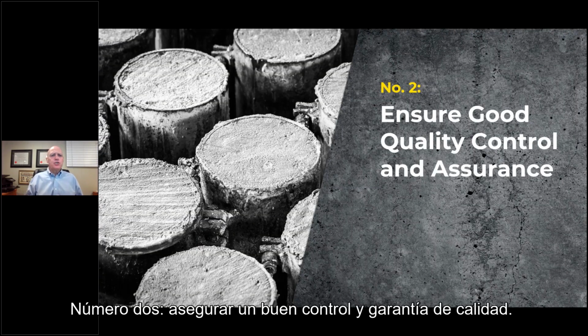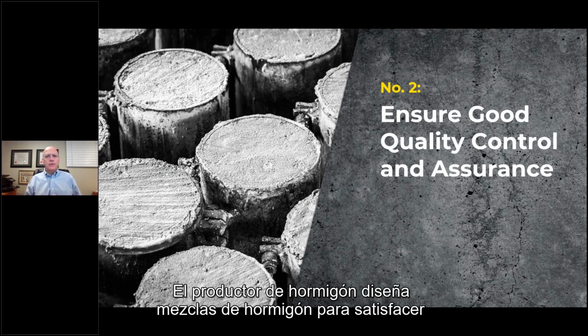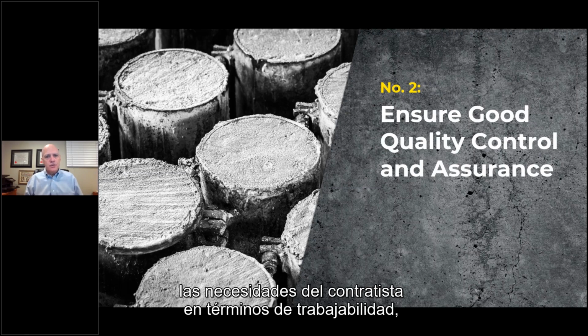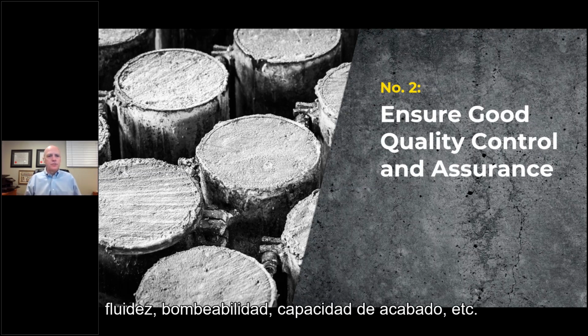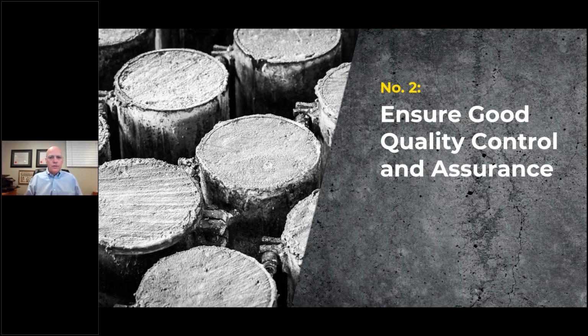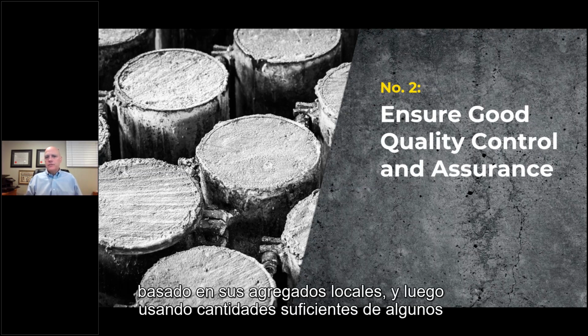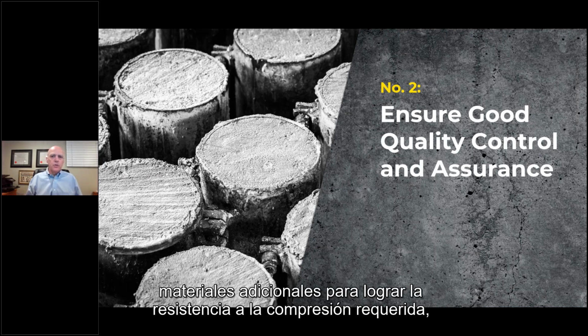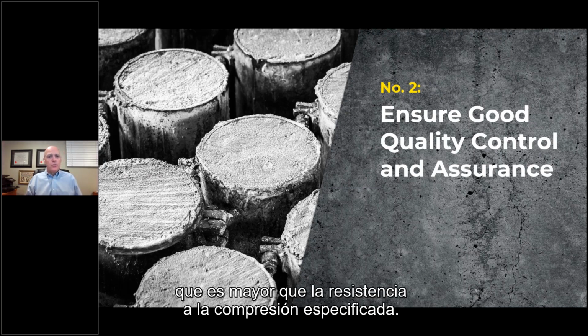Number 2, ensure good quality control and assurance. Concrete producers design concrete mixes to meet the needs of the contractor in terms of workability, flowability, pumpability, finishability, and so forth, based on their local aggregates and then using sufficient quantities of cementitious materials to achieve the required compressive strength, which is higher than the specified compressive strength.